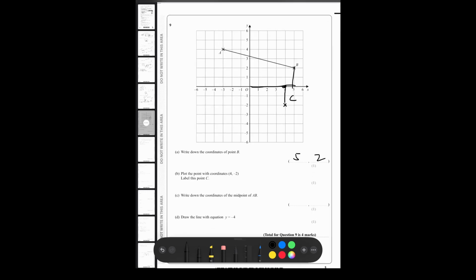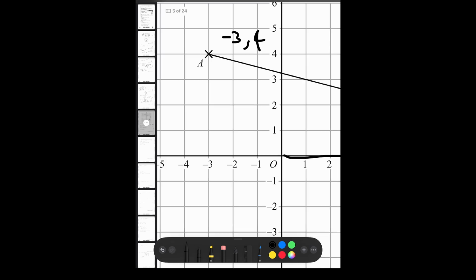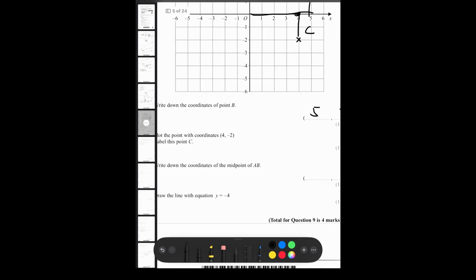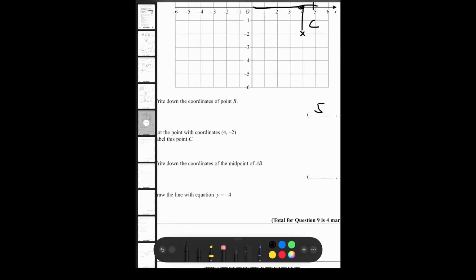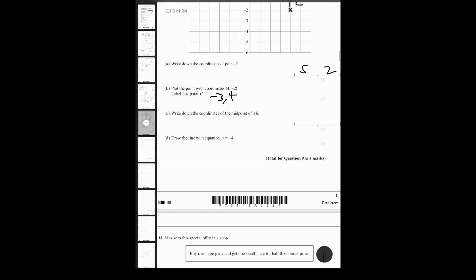Write down the coordinates of the midpoint of AB. So let's do something first. Let's find A. What's A? A is negative 3 and 4. Oh, I did my working out in the wrong place, but negative 3 and 4. And what's B? B is 5, 2.